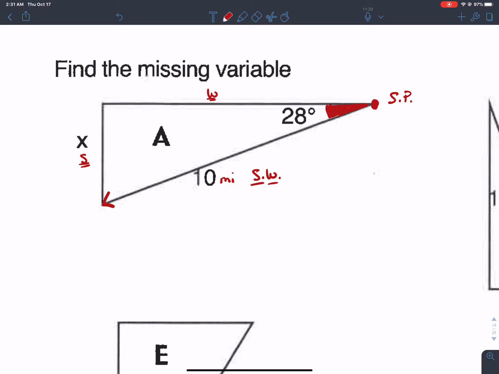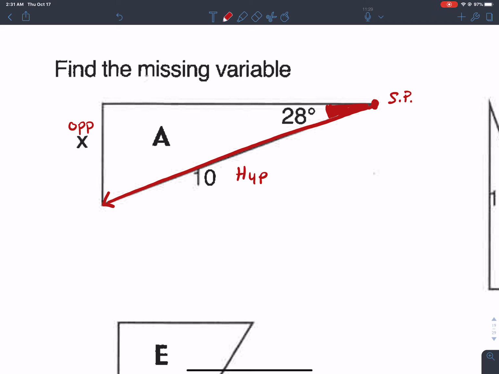All right, so just keep that in mind, that we're actually looking at some cardinal directions, and the resultant vector is the combination of us moving toward the south and toward the west at the same time, and that's what gives us this resultant vector right here. Okay, so from the perspective of the 28-degree angle, the x is going to be labeled as the opposite side, and then the 10, that's going to be labeled as our hypotenuse.